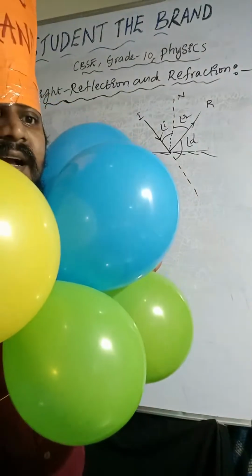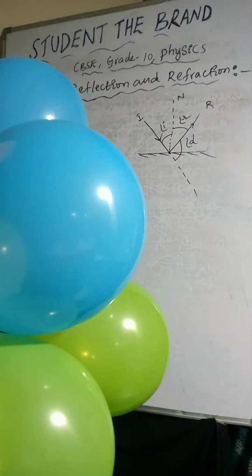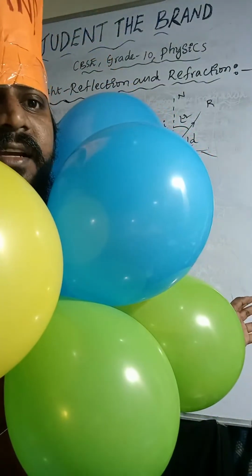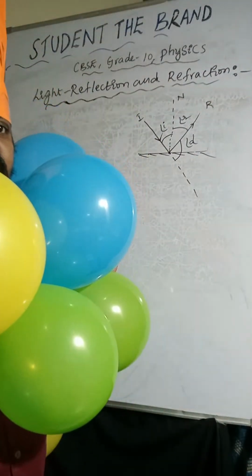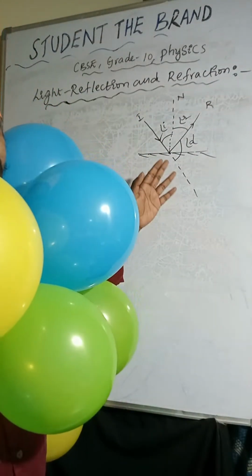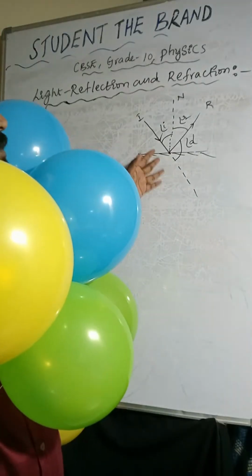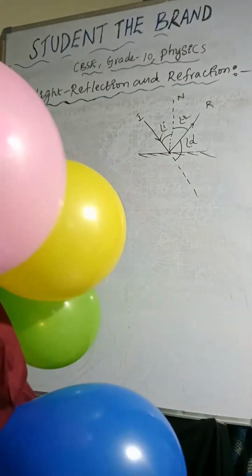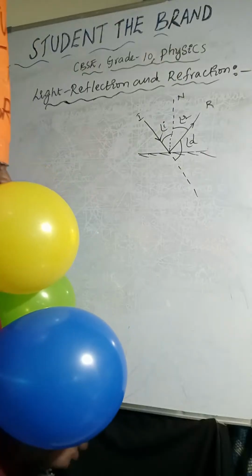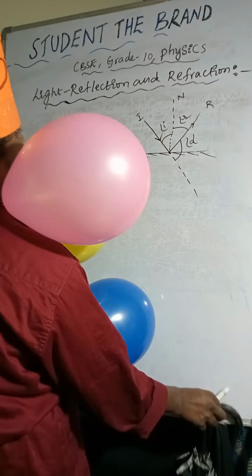The bouncing back of the light from the reflecting surface is called reflection of light. The light which is incident on the surface is called the incident ray. The light ray which is reflecting back is called the reflected ray. And the line which is perpendicular to the plane surface is called the normal line. So this is about reflection of light.